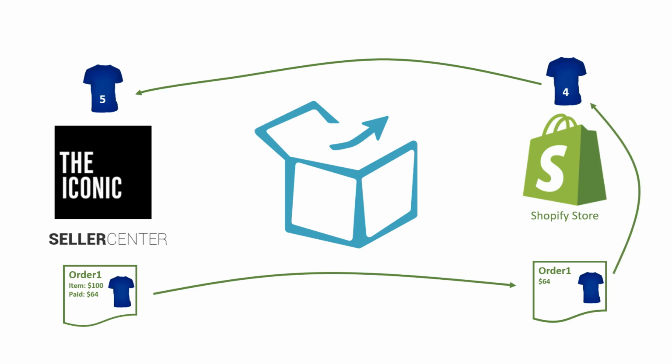Next thing we do is we update the inventory. So you can see the inventory level for the blue t-shirt's been updated to 4. That's done as soon as the order is created in Shopify. And then that is synchronized automatically over to Seller Center. So you can see Seller Center is now updated to 4.